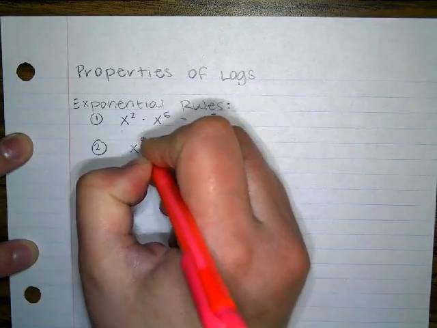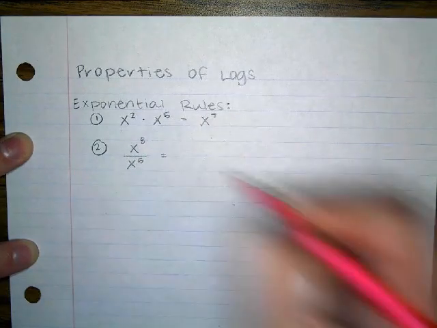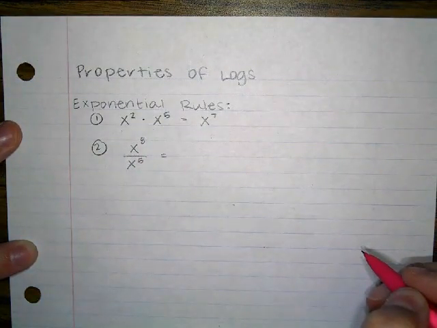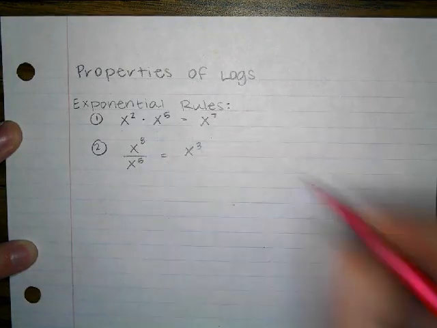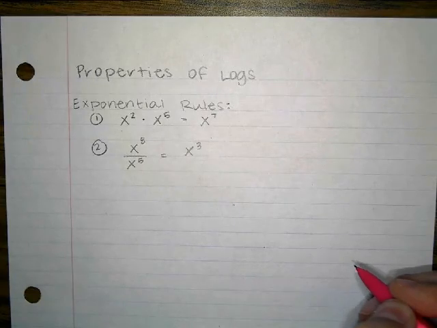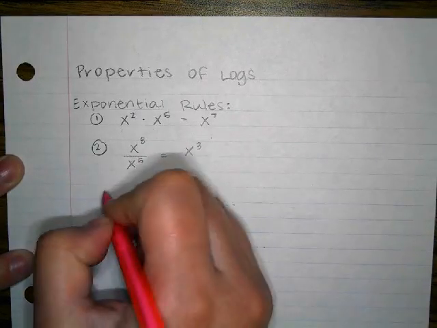What if we had x to the eighth over x to the fifth? X to the third, you would just subtract. So if you're dividing, you just subtract your exponents. You have the same base, and you're dividing, you just subtract your exponents, okay?